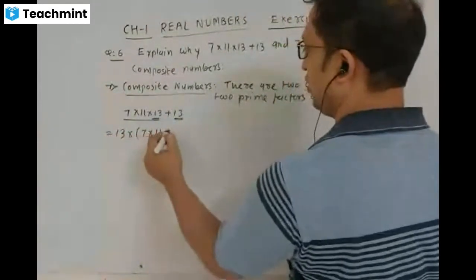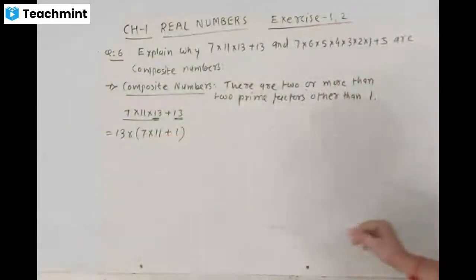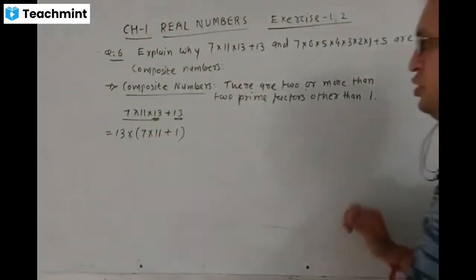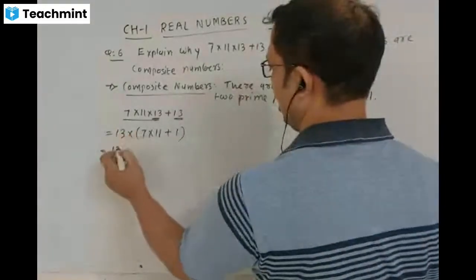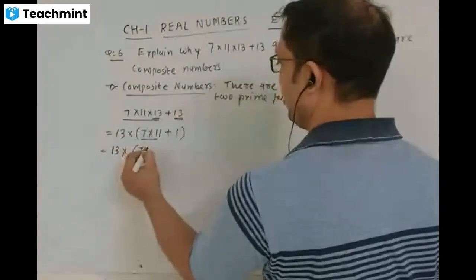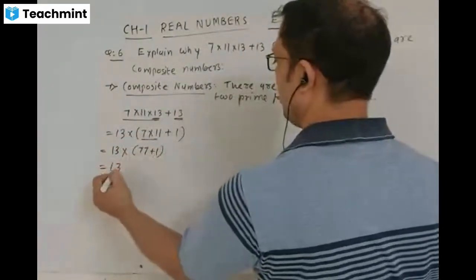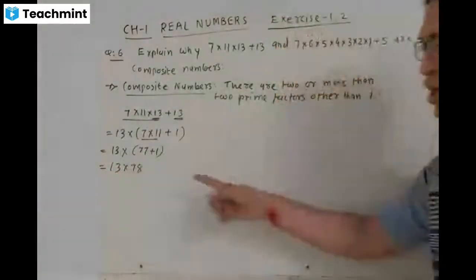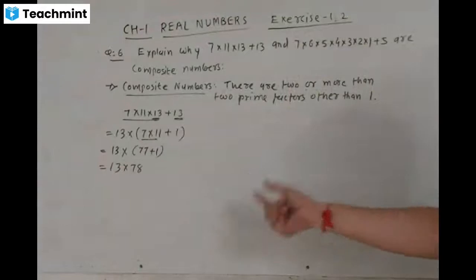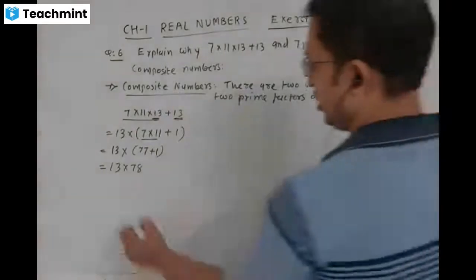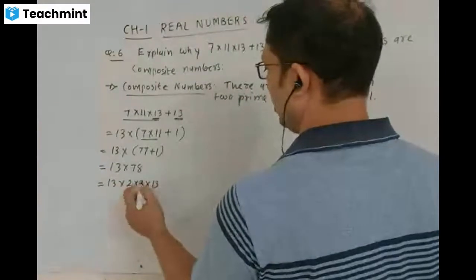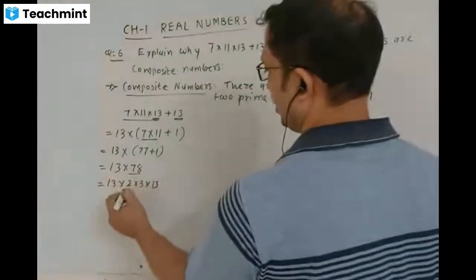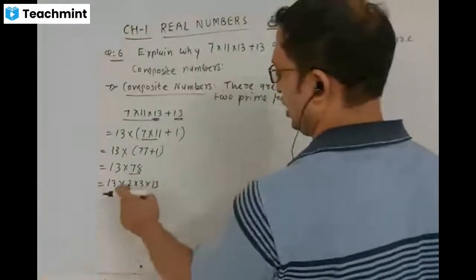Therefore, 13 into 7 into 11 plus 1. Apply the distributive law. 13 as it is. 11 7s are 77 plus 1, that is 78. Are there two prime factors other than 1? Yes. Therefore, 2 into 3 into 13 are the prime factors of 78. 13 3s are 39, 2 is 78.